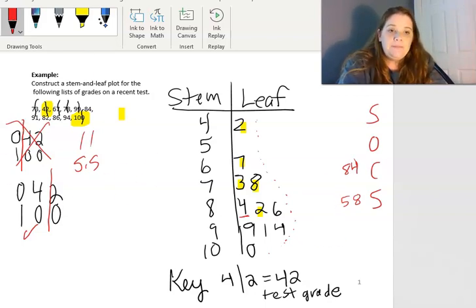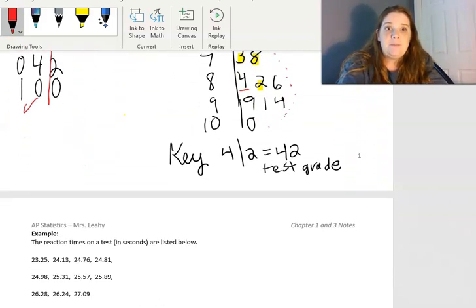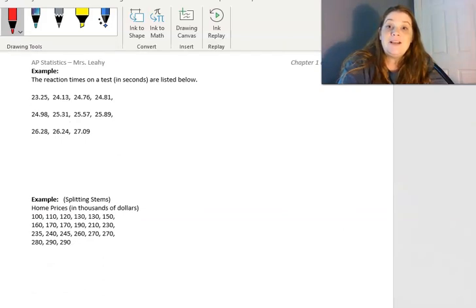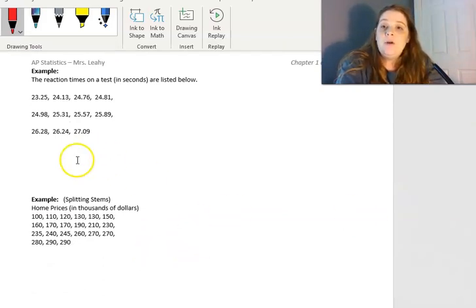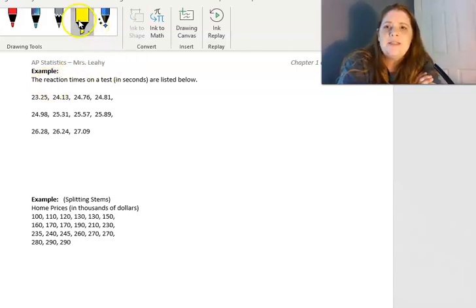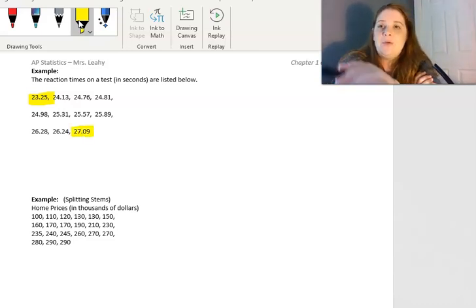Okay, all right, so that one's pretty easy peasy. Not a lot of special things hopping out at you. There are a couple of special things that could happen. I've got an example here. It says the reaction times on a test in seconds are listed below. So these are seconds, and I've got 23.25. These are actually in order already. And then a higher one of 27.09.